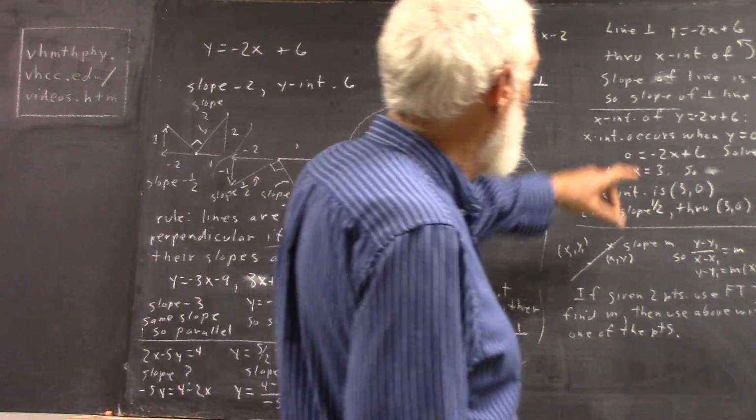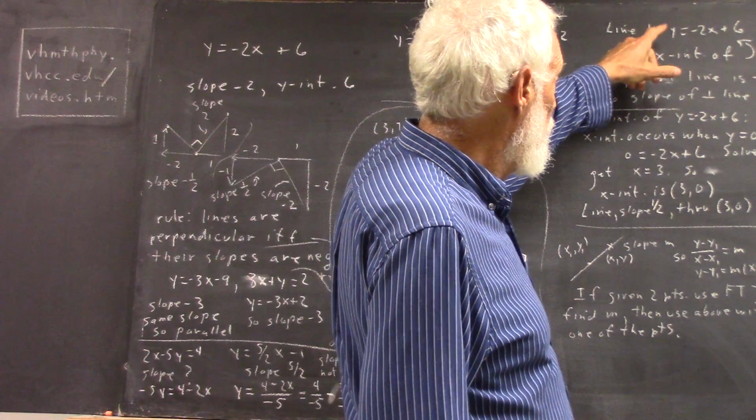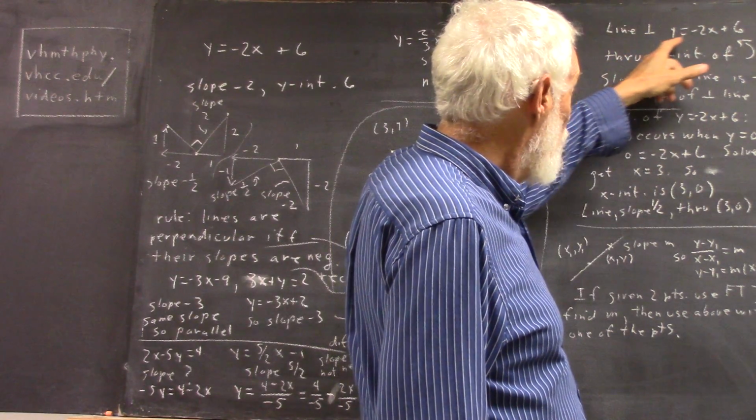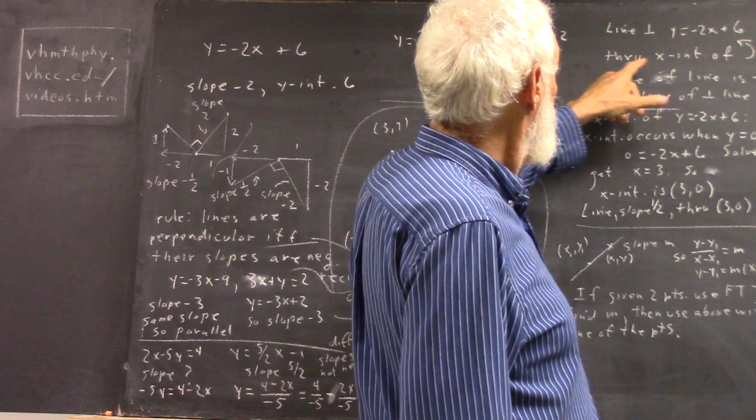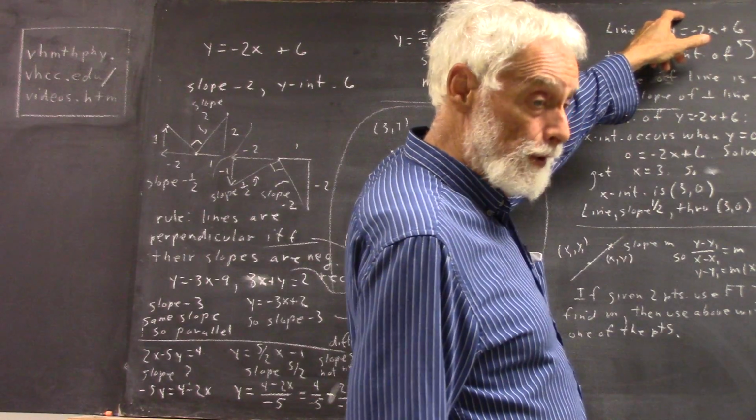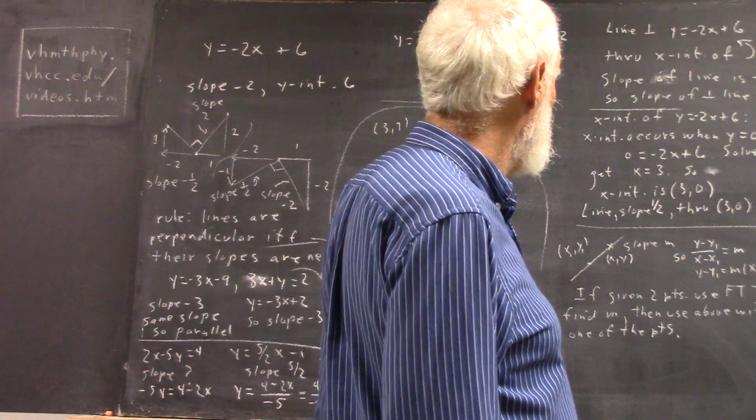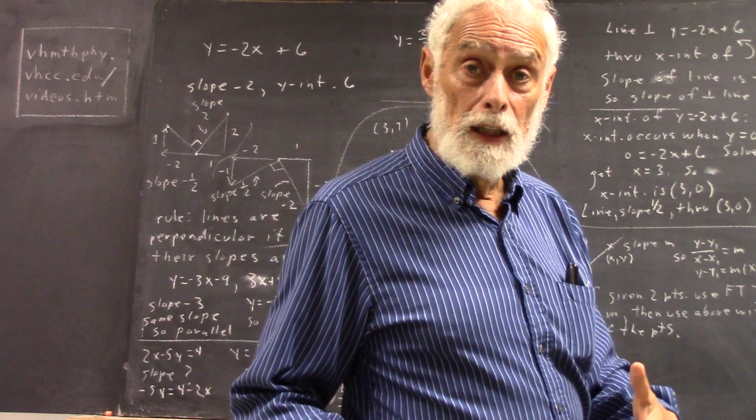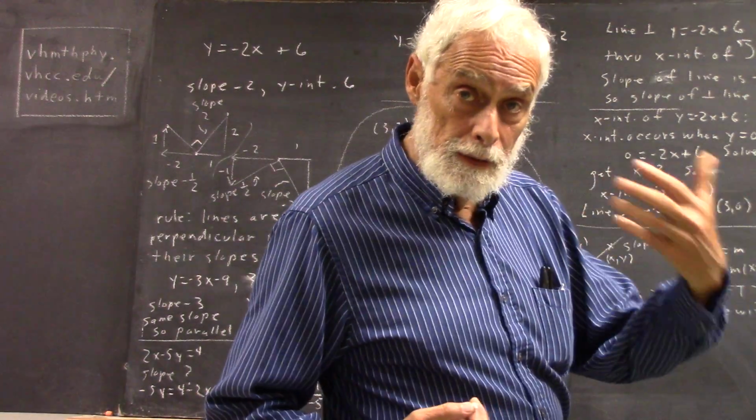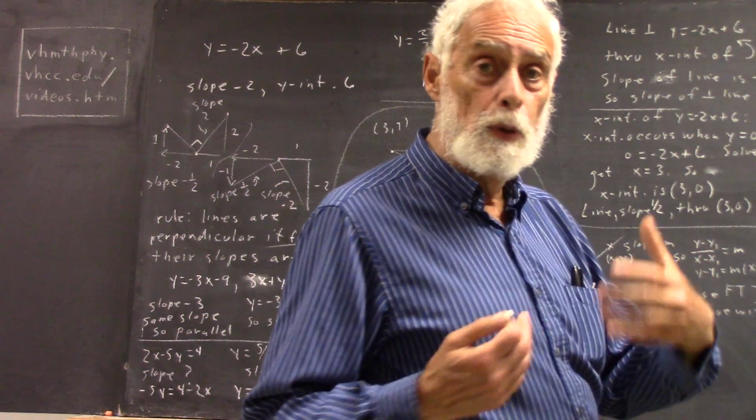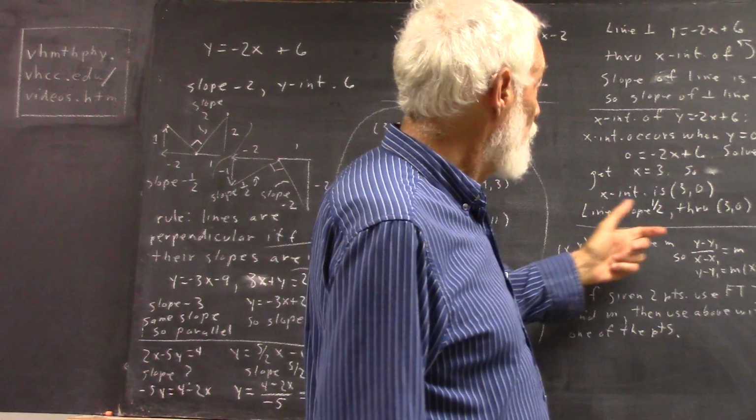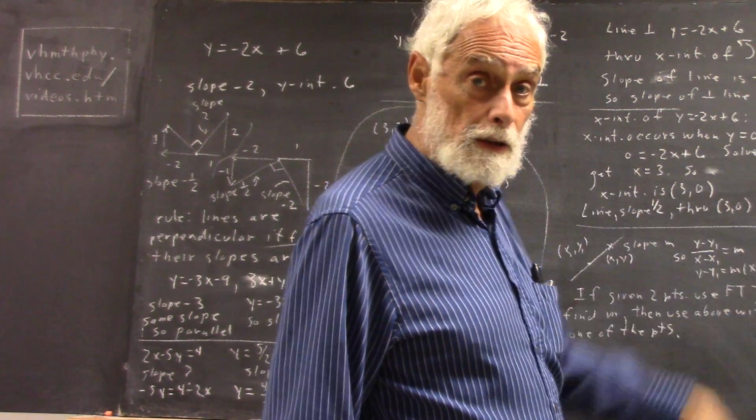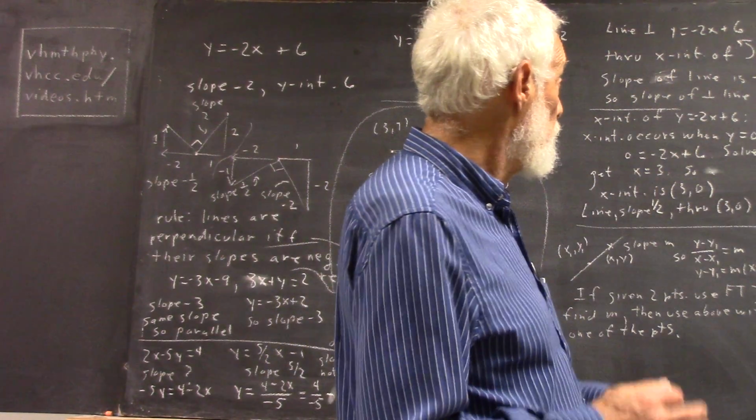Okay, now we want to find a line perpendicular to the line y equals negative 2x plus 6, a line perpendicular to this line which passes through the x-intercept of this line. How do we go about doing that? Well, to get the equation of a line, you need a slope and a point on the line. The point on the line will be the x-intercept of this line. We'll calculate that after we calculate the slope of the line that's perpendicular.